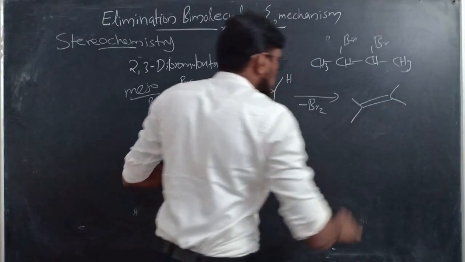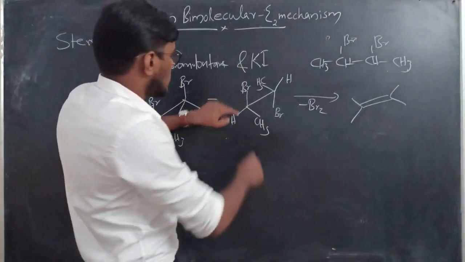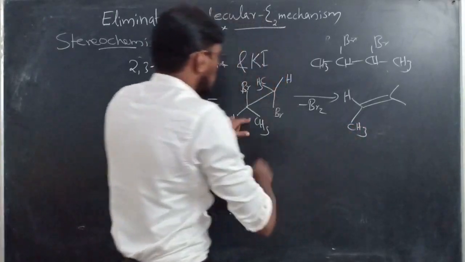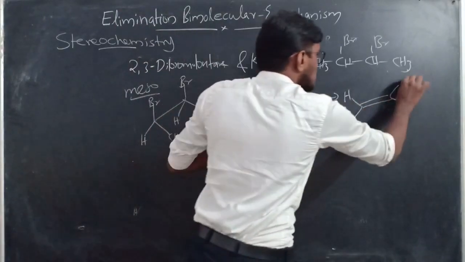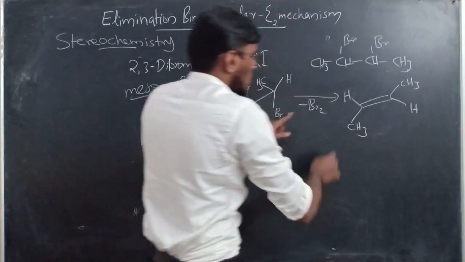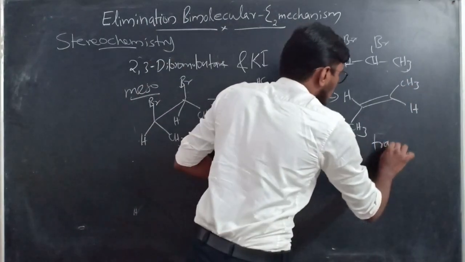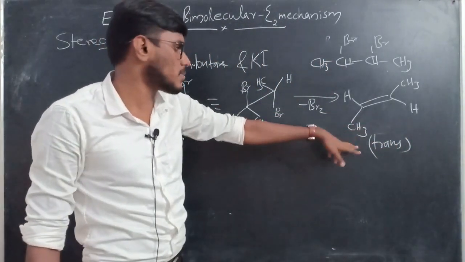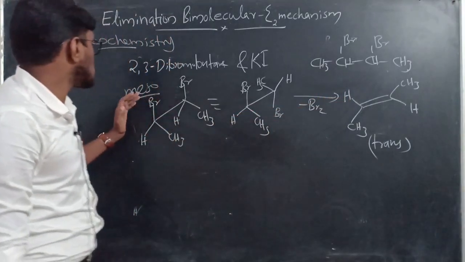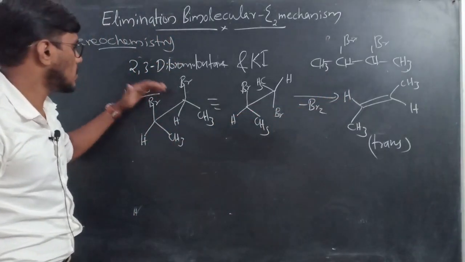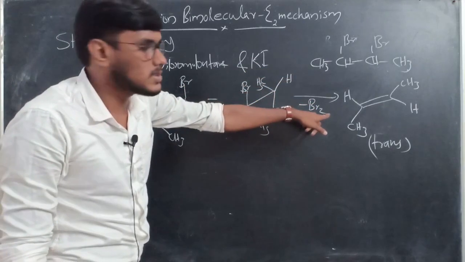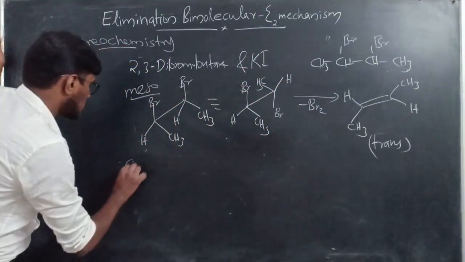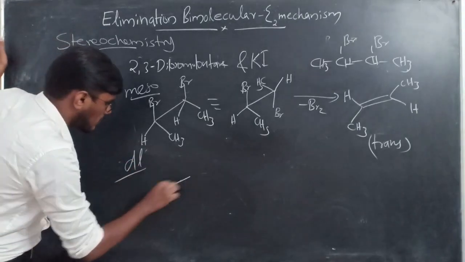So what is the configuration of this alkene? This Br eliminates, H is here, CH3 is here, then this Br eliminates, CH3 is here, H is here. We can check this is with a trans configuration. This is a trans compound. So trans-2-butene is the product here. The point is, when the meso form reacts with KI, it gives this trans form. And what about the DL form? This is the DL form here. This will be like this.